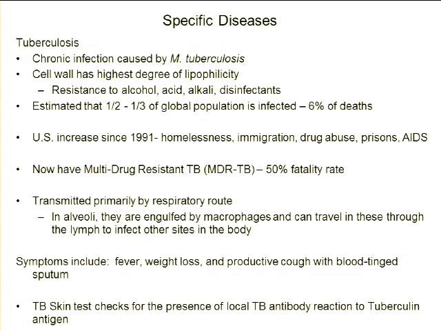So it's, again, going to be resistant to alcohol, to acid, to base, to disinfectants, so on and so forth. It's estimated that up to a half of the global population is infected with this bacteria. And I'm going to show you some epidemiological stuff that will really show that this is a worldwide, a global problem. Okay? 6% of all worldwide deaths are due to tuberculosis. The U.S. incidence of this disease has increased since 1991.